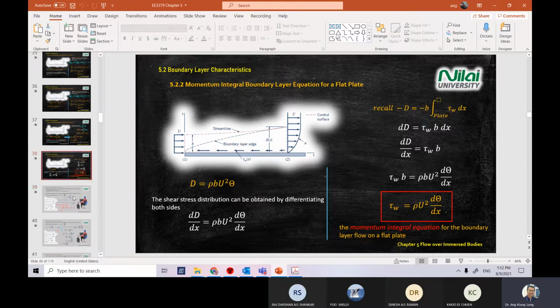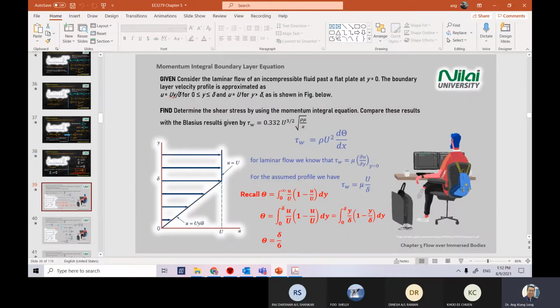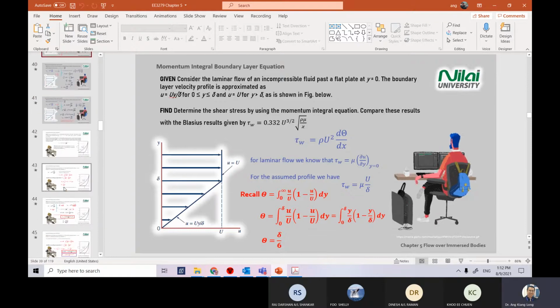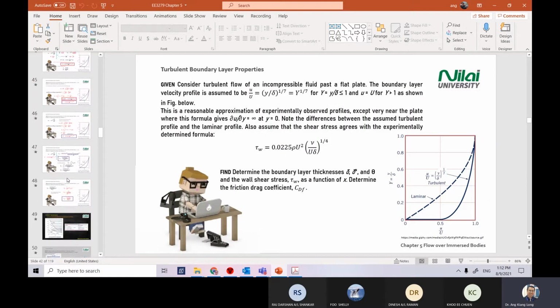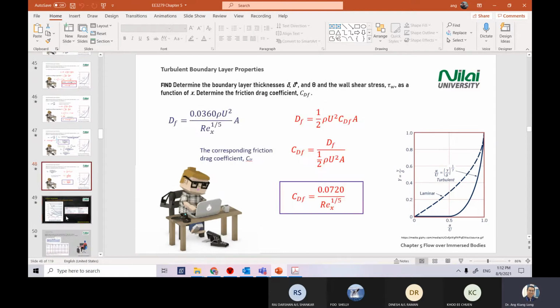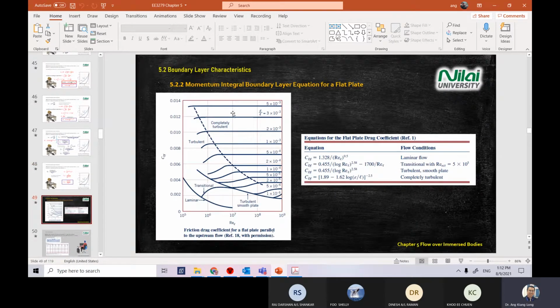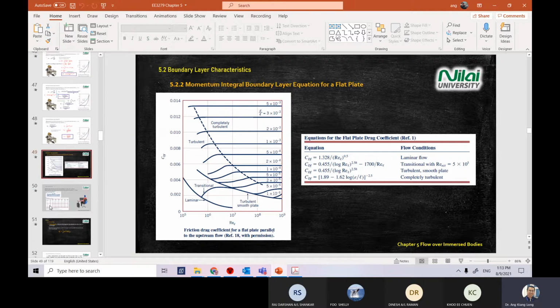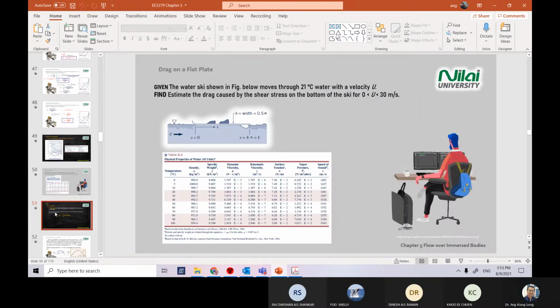Then there's a tutorial question for you to practice the application of the equation. There are two tutorial questions for you to practice. Read through the PowerPoint slides, and there are some charts if you want to do problems regarding the momentum integral boundary layer equation for flat plate. These are the graphs that are important when you want to calculate the momentum integral boundary layer equation for flat plate.